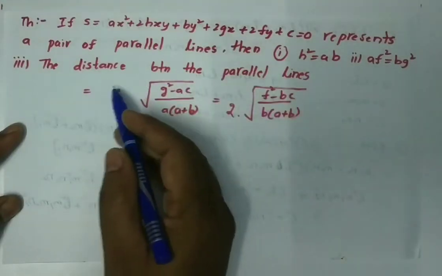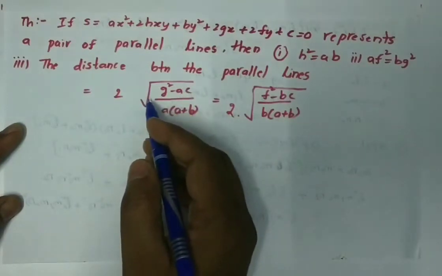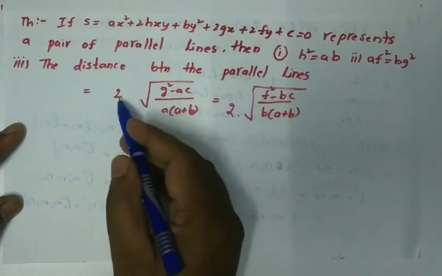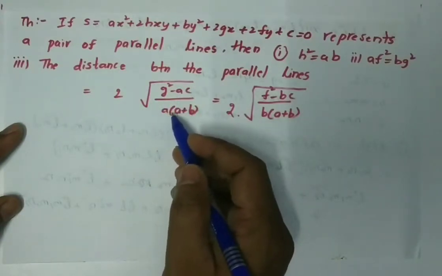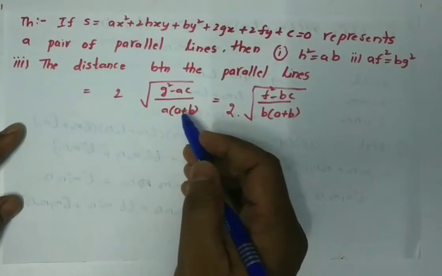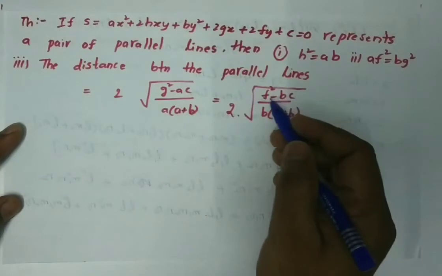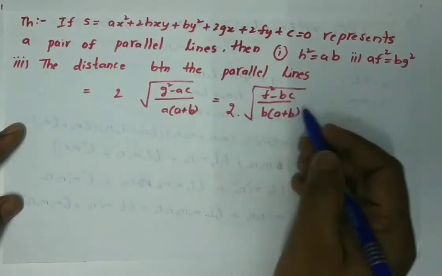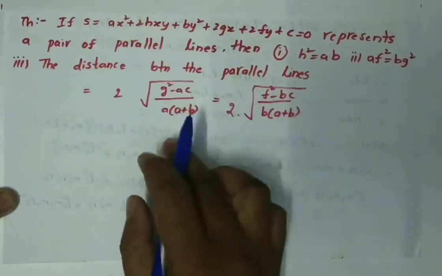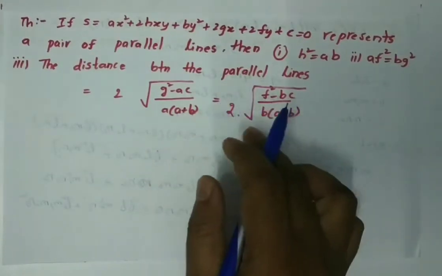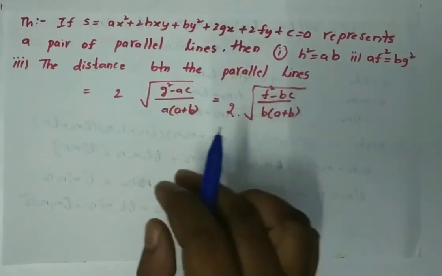And next, let us discuss the distance between these parallel lines, which is given by the formula 2 times under root of (g² − ac) divided by a(a + b). We can also use this formula, 2 times under root of (f² − bc) divided by b(a + b). So this is the formula for finding the distance between two parallel lines represented by the equation S = 0.